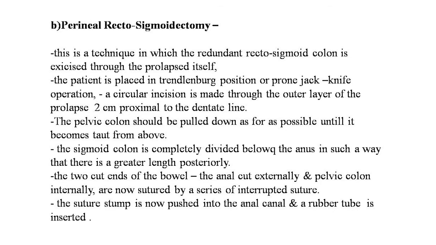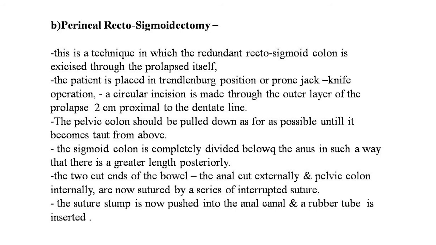This is a technique in which the redundant recto-sigmoid colon is excised through the prolapse itself. The patient is placed in the Trendelenburg position or prone jackknife position. A circular incision is made through the outer layer of the prolapse, 2 cm proximal to the dentate line. The pelvic colon should be pulled down as far as possible until it becomes taut from above.